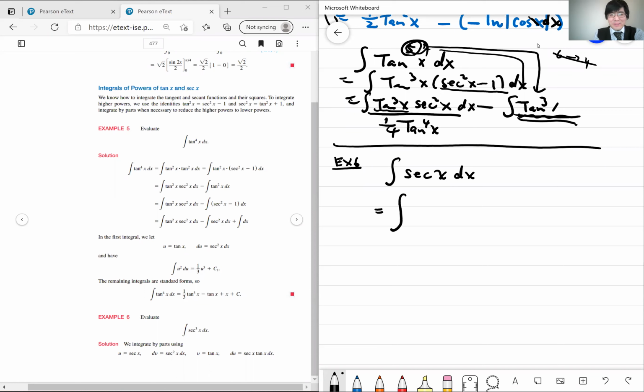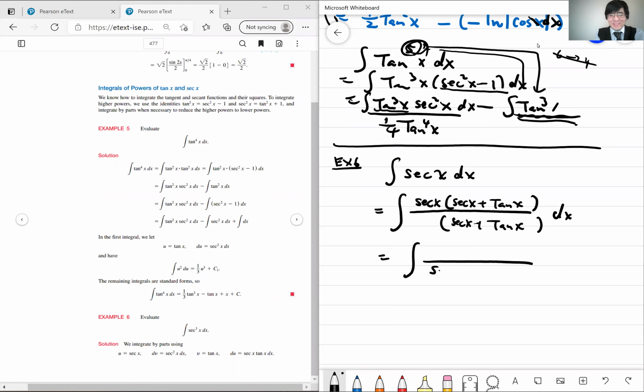So, this is actually a very difficult one. In the Pearson's textbook, it's gonna use a magic like this. Multiply top and bottom by secant plus tangent. But that's the magic. Yeah. Can you come up with this idea?